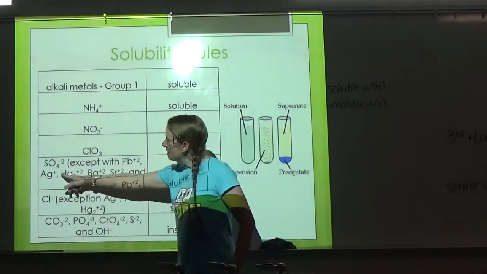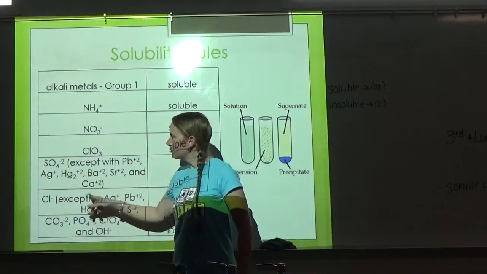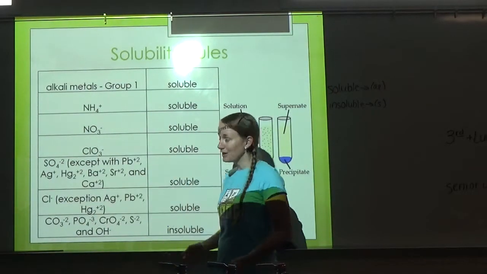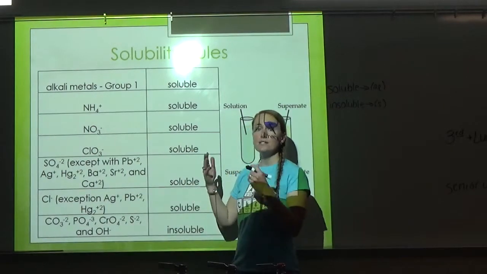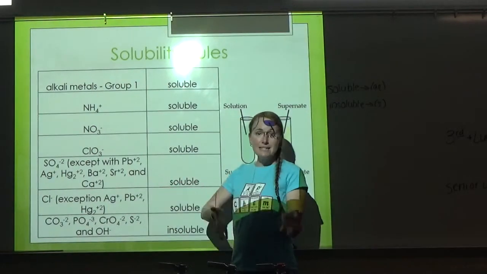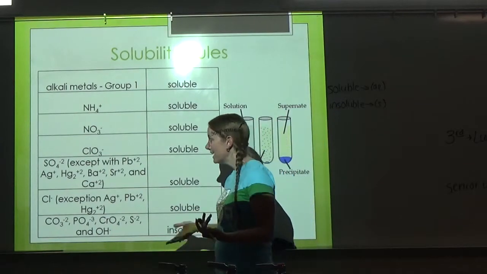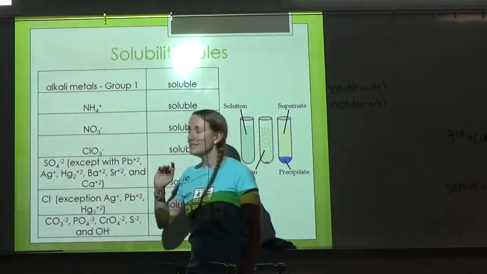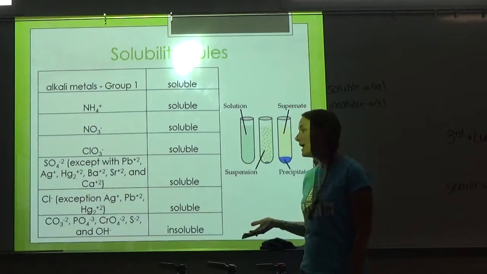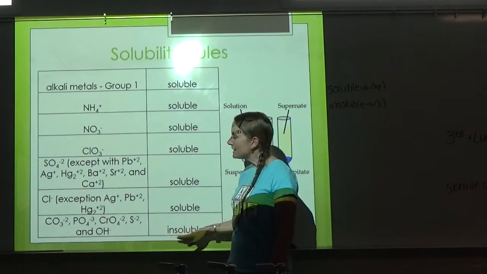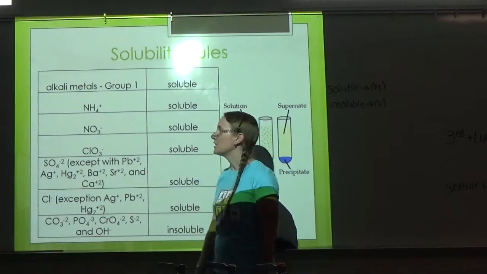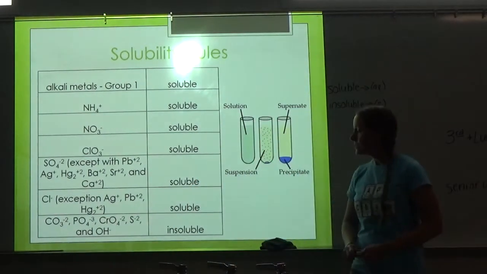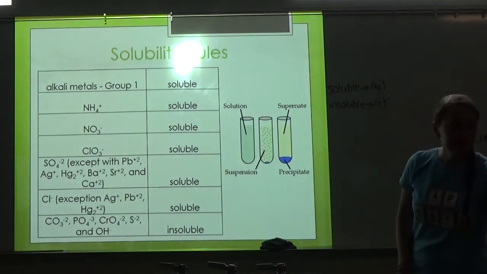And then Ag, Pb, Hg happen to be the exceptions for both SO4 and Cl negative. Chloride is normally soluble, so for example, NaCl will dissolve and be aqueous. However, AgCl is insoluble since it's an exception. And then the bottom one just shows some insoluble ions: carbonate, phosphate, chromate, sulfide, and hydroxide.